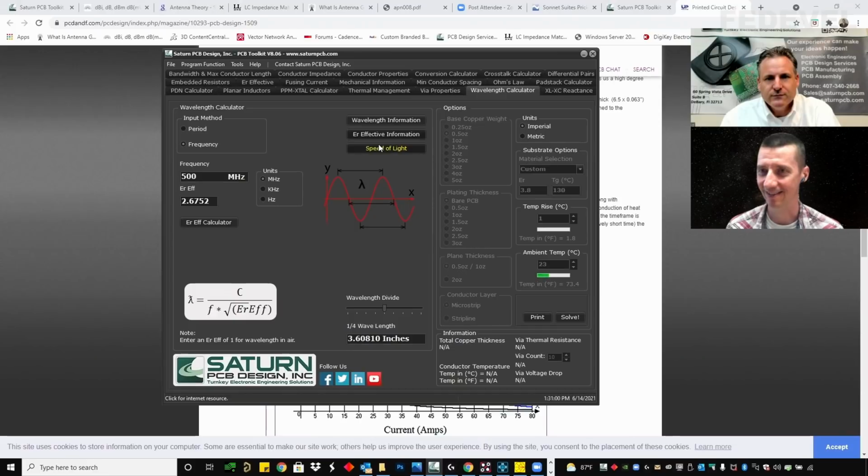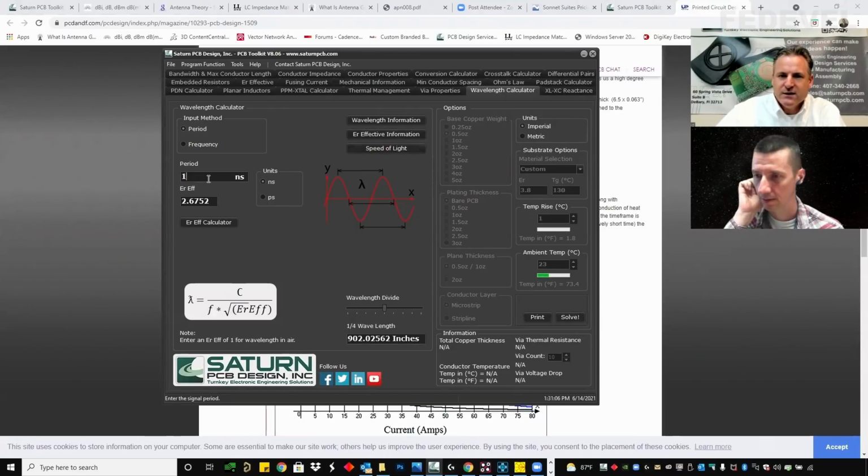Okay, go next step. Oh, and I should put on, you can also do the period. Period in nanoseconds. If you want to equate a 1 nanosecond period to some frequency, here it is. If you want to deal in nanoseconds versus the straight frequency.